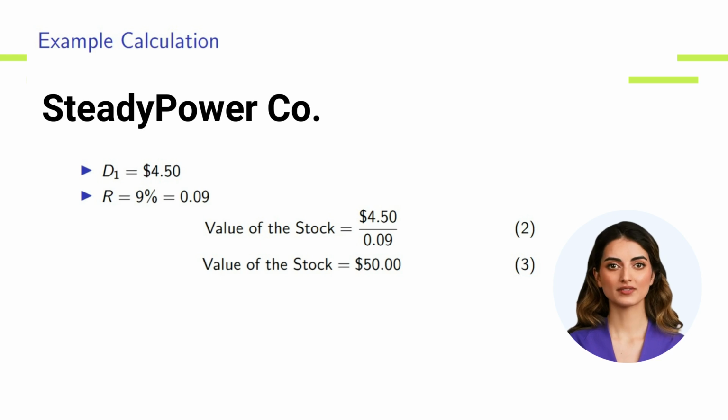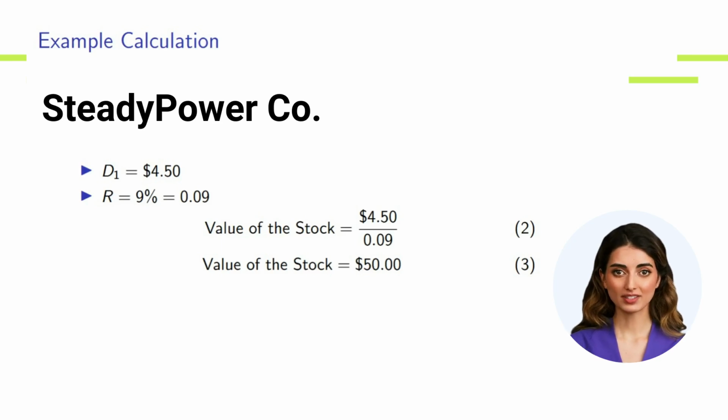If the market price of the stock is below this, it could be considered undervalued and potentially a good buy. If it's above $50, it might be overvalued. See how simple that was? You now have a practical tool to assess stocks that pay steady dividends.